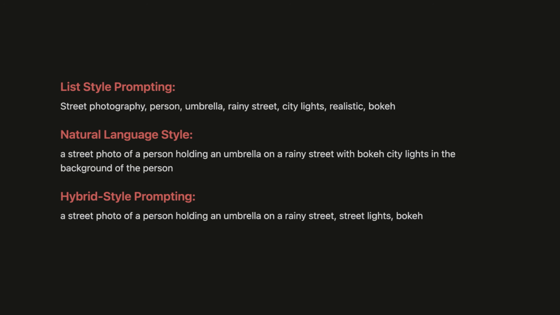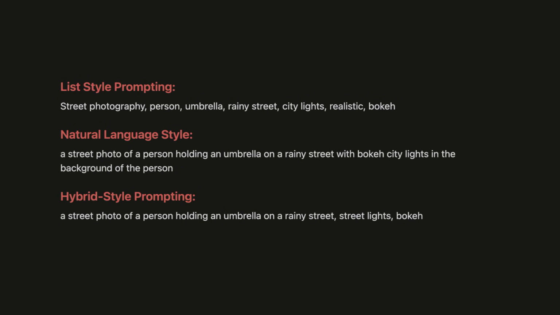But of course, these new tools are getting better and better in natural language understanding. We have a new prompting style emerged, which is using natural language as we would use in daily life or as we would talk to another person. For example, a street photo of a person holding an umbrella on a rainy street with bokeh, city lights in the background of the person. This is a full sentence and it perfectly expresses what we are trying to achieve, right?